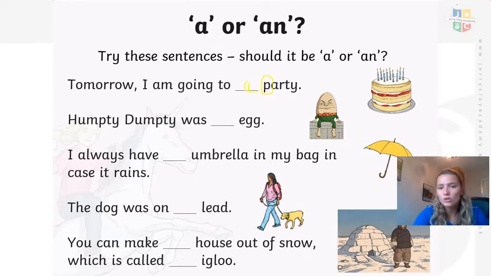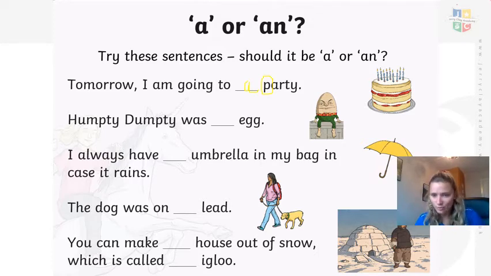Now what you could also do is read the sentence twice and put a in the first time and an in the second time. So tomorrow I am going to a party. That sounds fantastic. Tomorrow I am going to an party. Doesn't quite work, so we can hear it straight away. So I'd now like you to have a go at writing the next sentences about Humpty Dumpty, about the rain, about the dog, and about the horse.